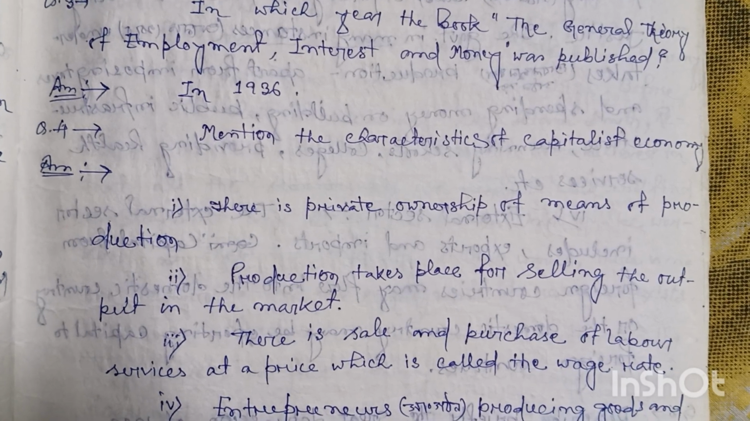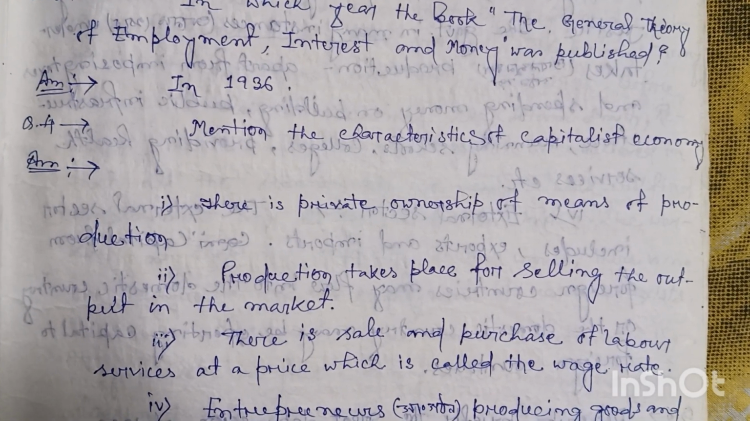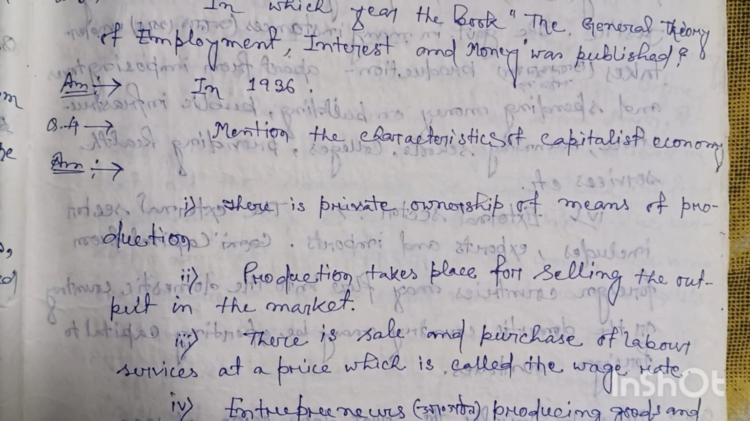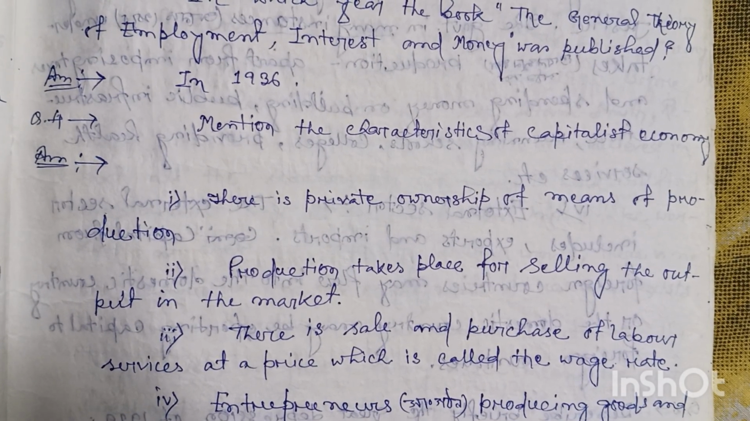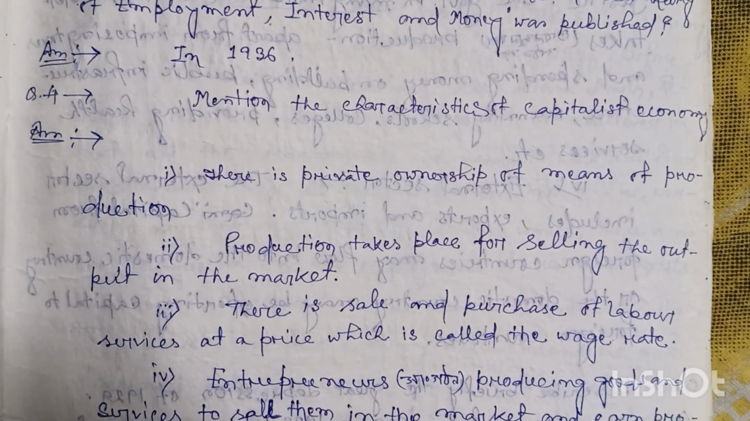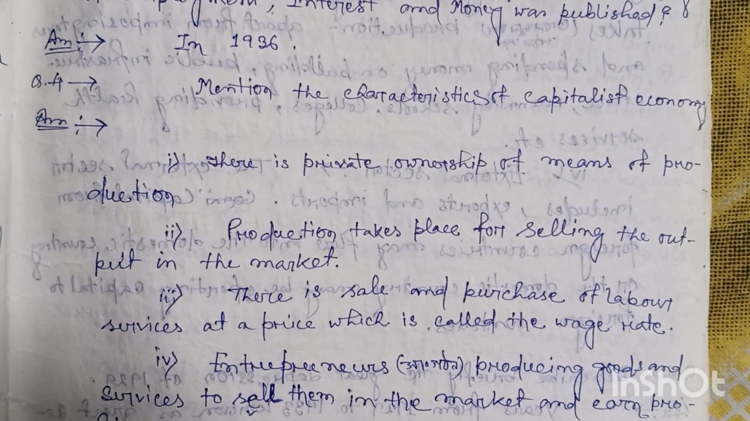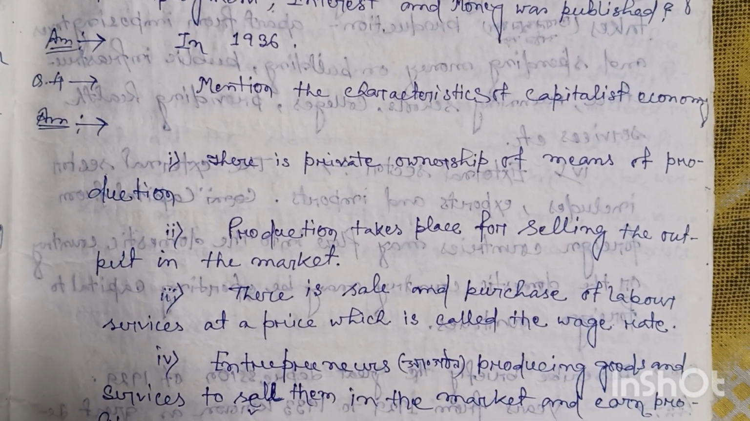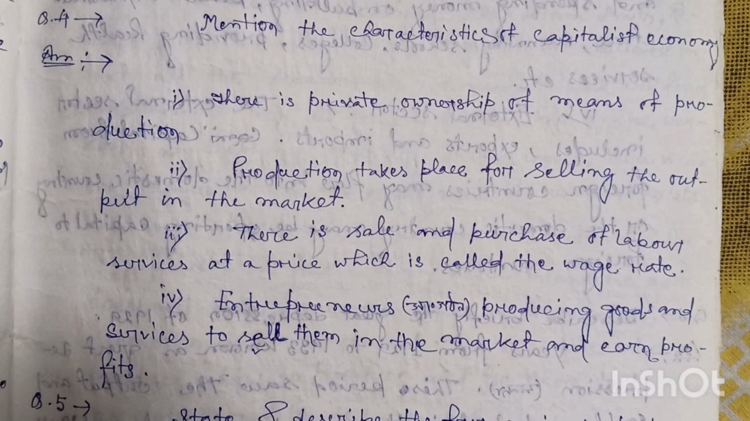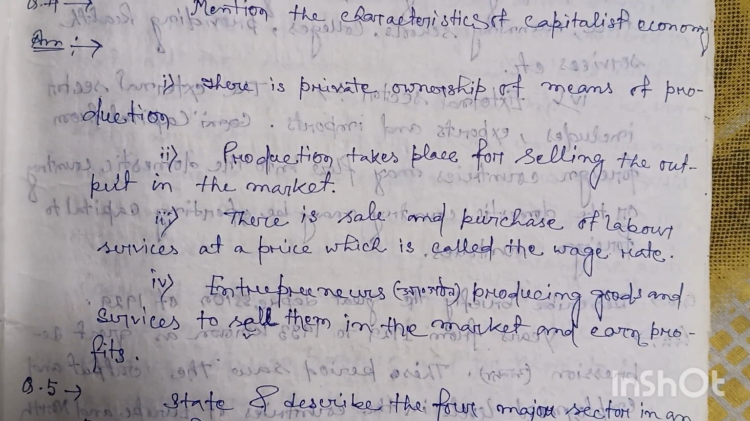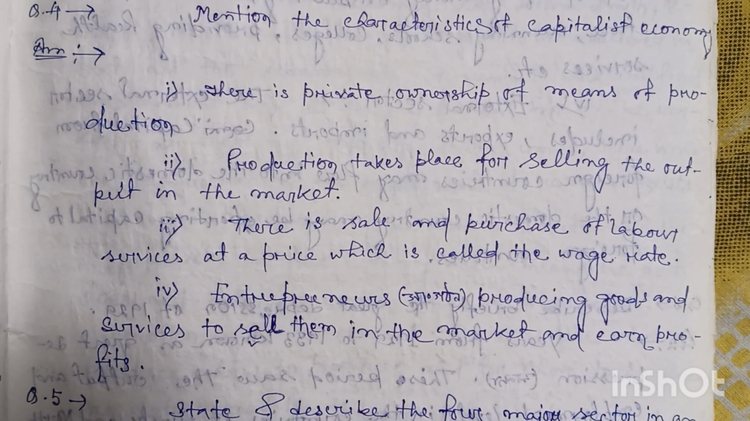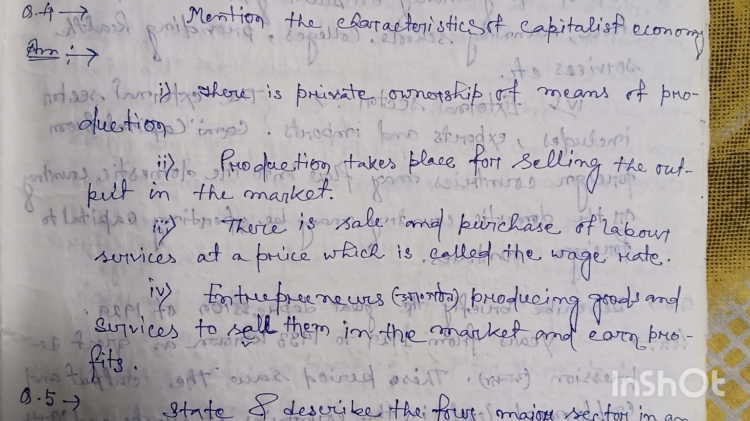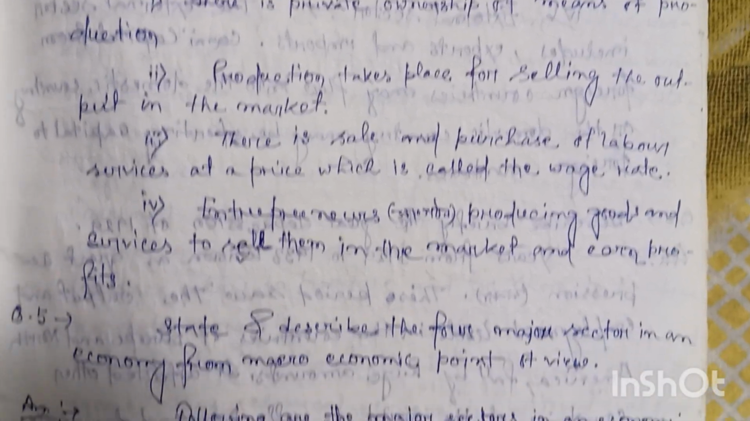Number 1. There is private ownership of means of production. Number 2. Production takes place for selling the output in the market. Number 3. There is sale and purchase of labor services at a price which is called the wage rate. Number 4. Entrepreneurs produce goods and services to sell them in the market and earn profits.